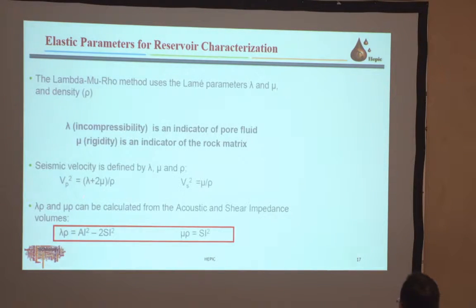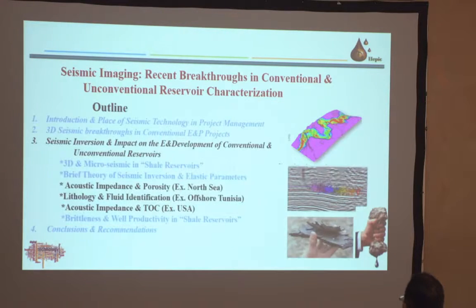This is the relationship between the elastic parameters, mainly 2 parameters, lambda and mu. Lambda is an indicator of pore fluid. So if there are hydrocarbons, it will affect lambda. And mu is for the matrix. So it gives the lithology of the formation.